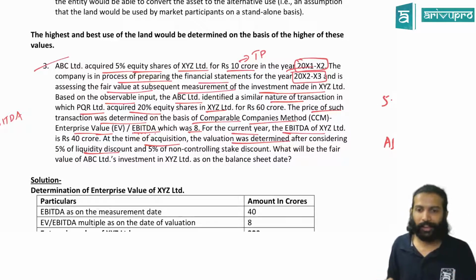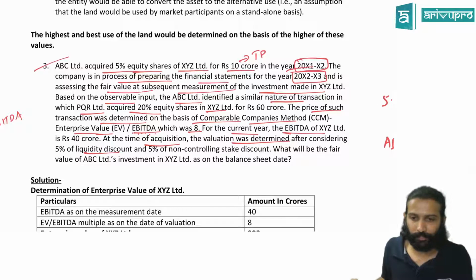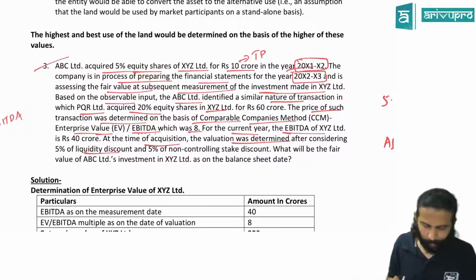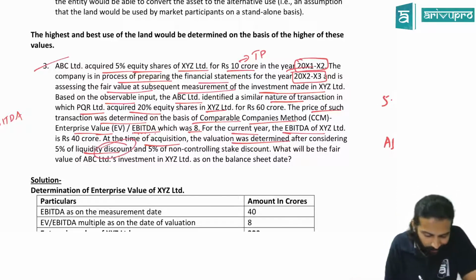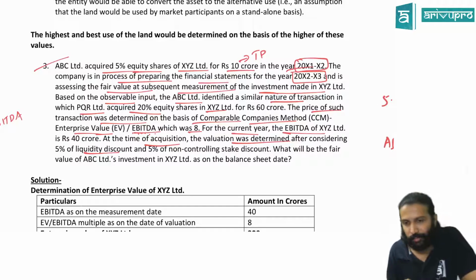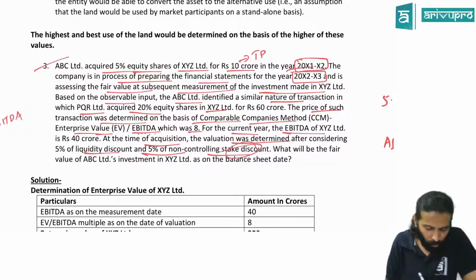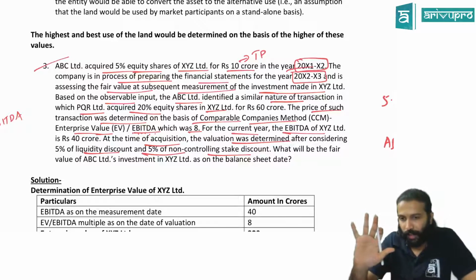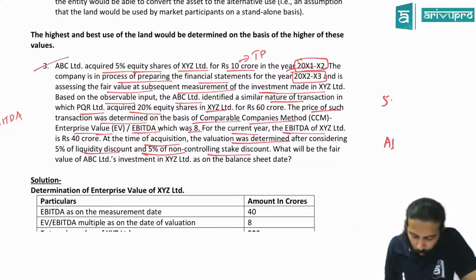Because higher the liquidity, higher will be the price, but lower the liquidity, lower the price. Here they are saying there is a liquidity discount, meaning 5%. Find out the enterprise value, correct? But 5% you have to deduct due to liquidity discount. Then 5% non-controlling stake discount. You own only 5%, no? So whatever value that you found out, correct?